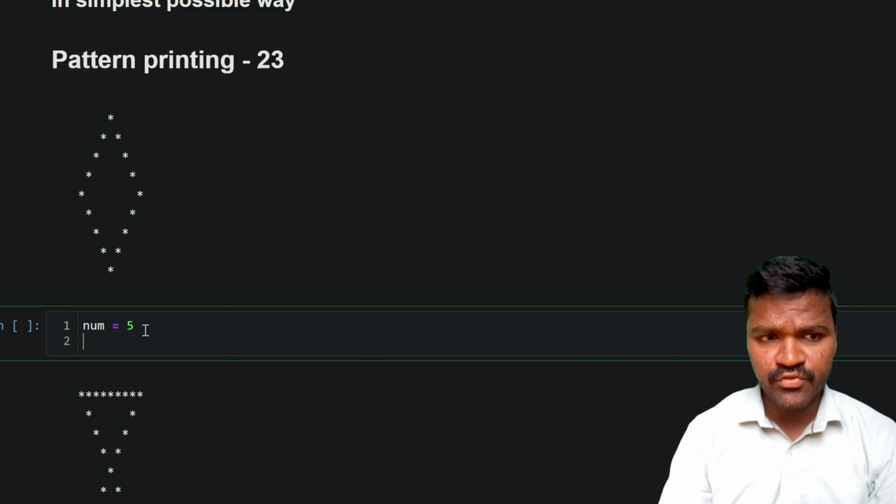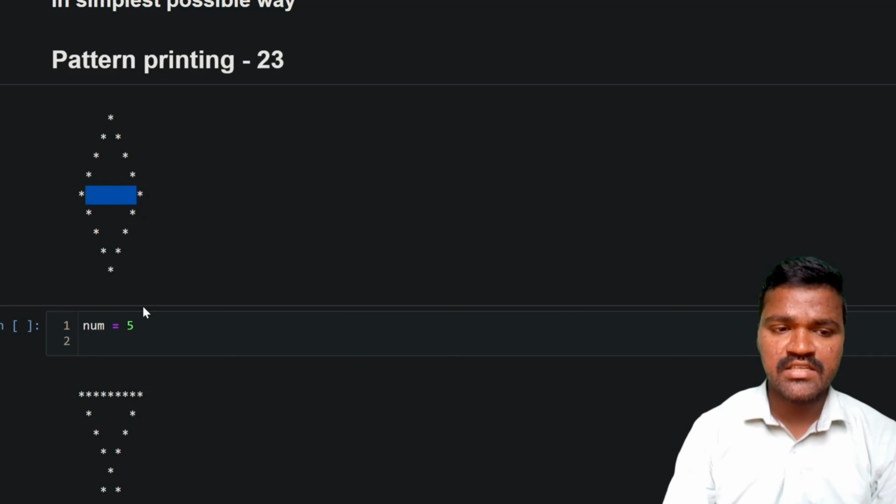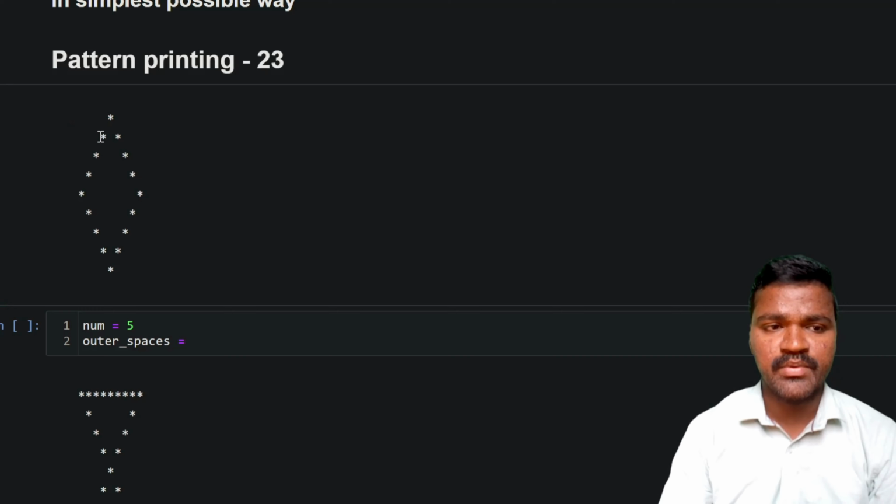If you carefully observe here, along with stars we have spaces. We have two different kinds of spaces. One is the outer spaces, which are coming before these stars. Another is the spaces we get inside these stars in this pattern. So we want to keep track of these. For that reason, I am taking a variable called outer_spaces, which will keep track of the outer spaces that are present here.